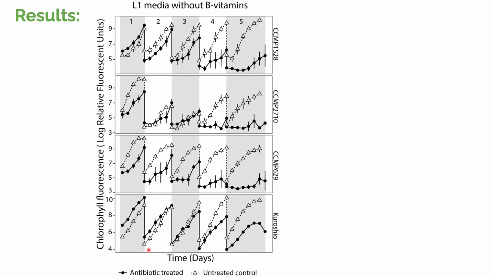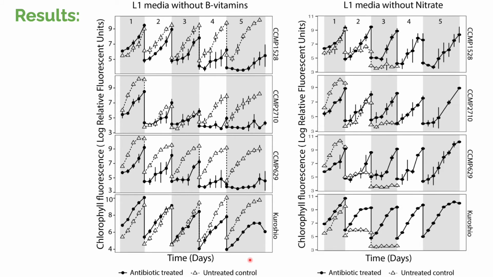And we can see that over time, the antibiotic-treated cultures stopped growing, whereas the untreated controls continued to grow despite the fact that there was no additional B vitamins provided to them. So this is an indication that the bacterial communities in these cultures are actually providing an essential B vitamin to the Phaeocystis.